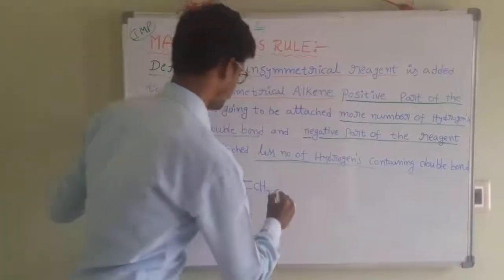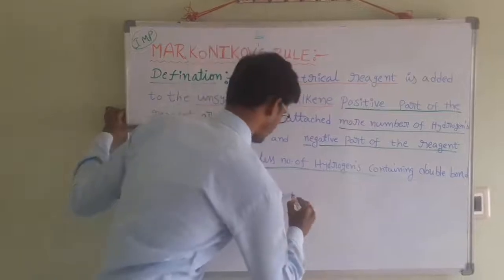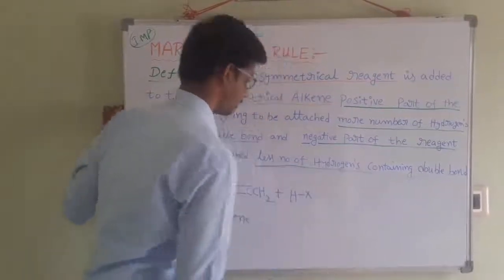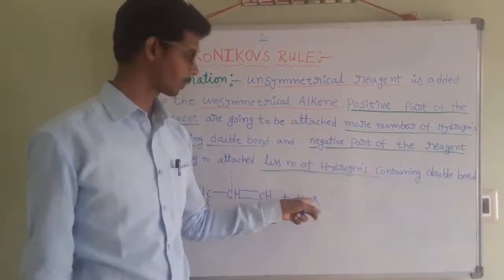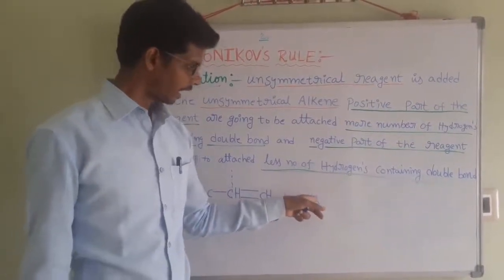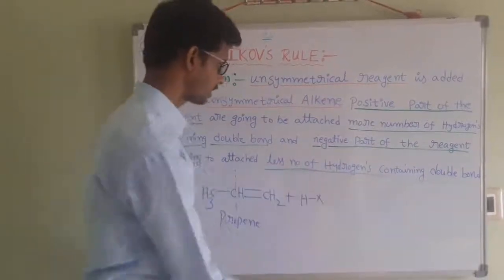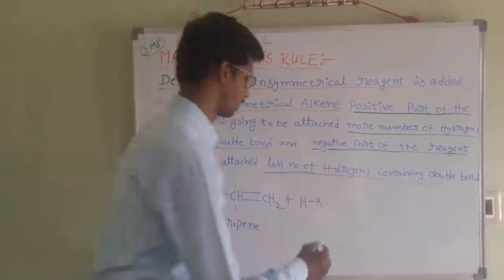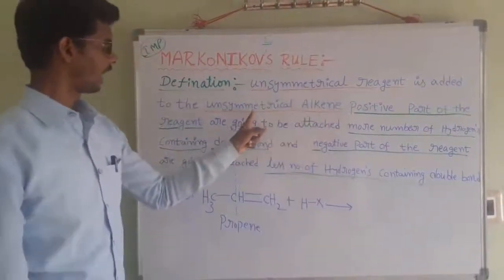To this, add an unsymmetrical reagent. Let us take HX. The hydrogen here is called a protic acid, either HCl or HBr or HI, whatever it may be. This is also an unsymmetrical reagent. Here, according to the definition, let us see the unsymmetrical alkene.